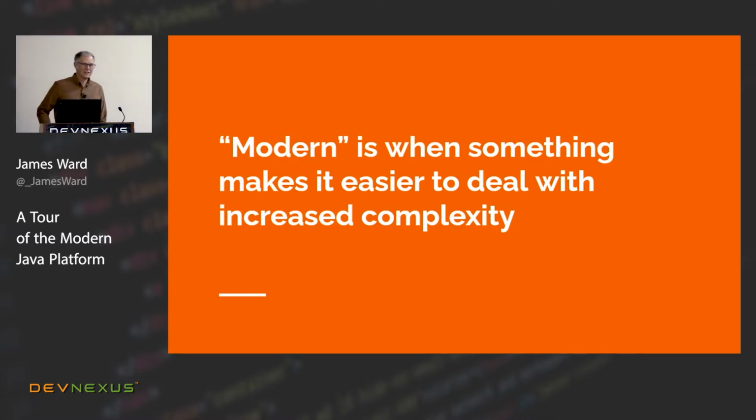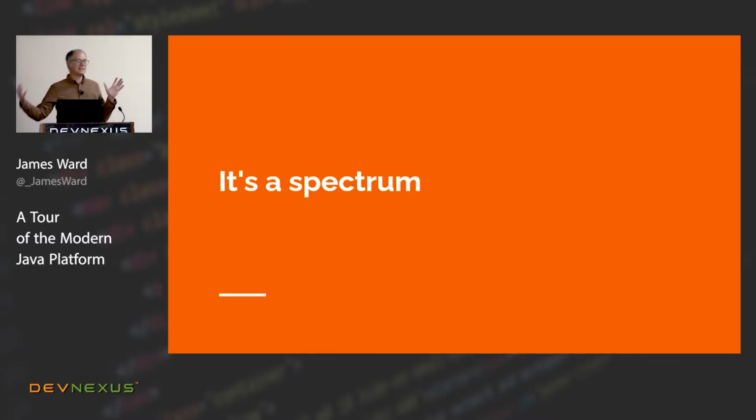So first, let's talk about modern, what that word means. The way that I think about modern, when we say something is modern, is when it has made something easier to deal with increased complexity. As we build systems, they're constantly growing in complexity. The problems that we're solving are getting more and more complex. And when we have tools available to us that make it easier to deal with that complexity, that is what I am calling modern. An important thing about modern is that I see it as a spectrum.